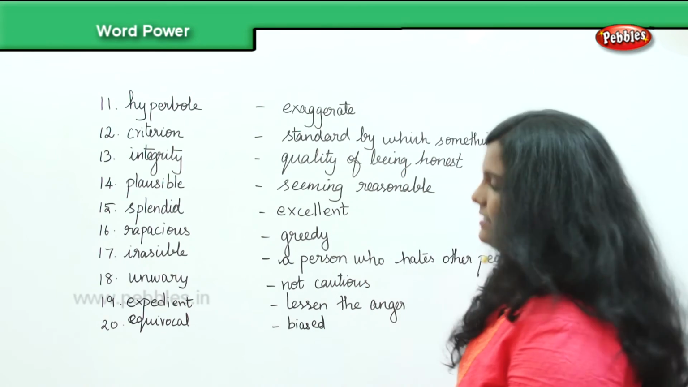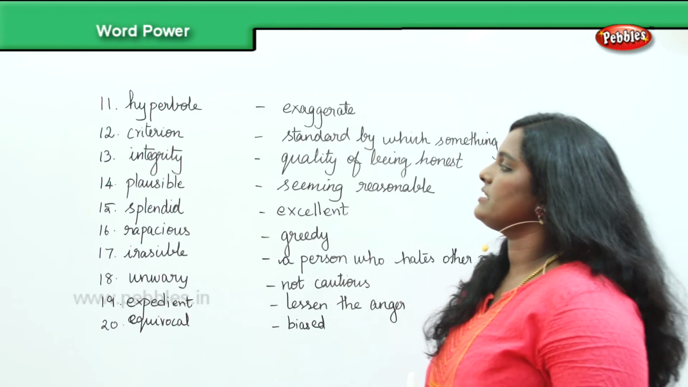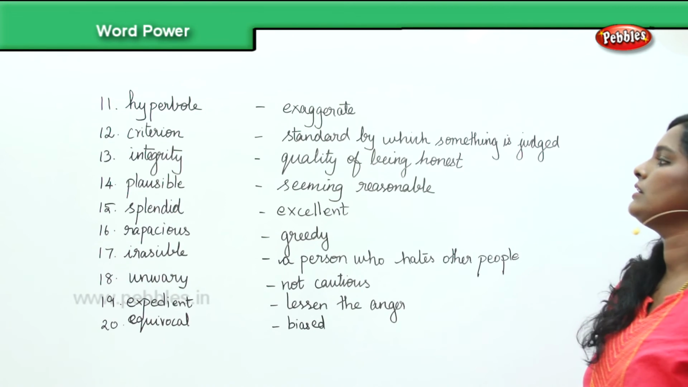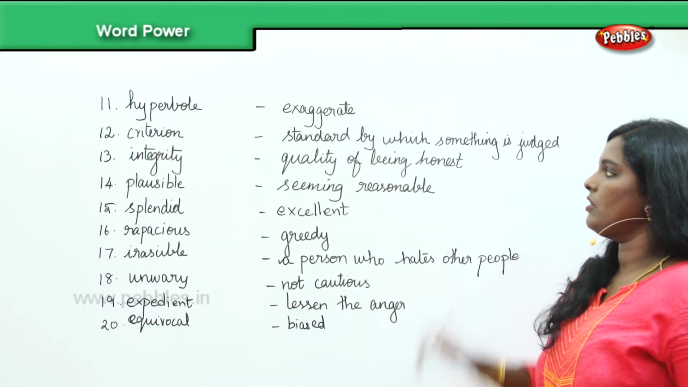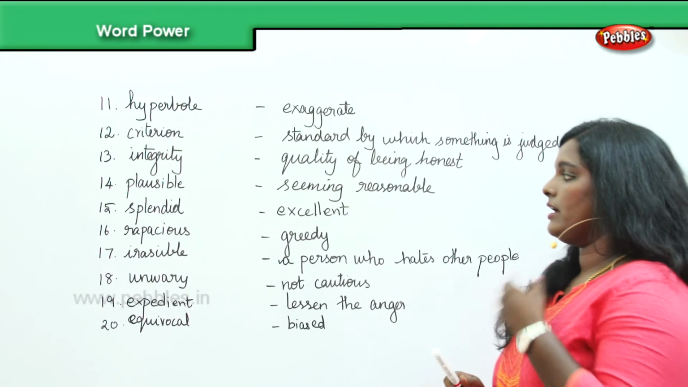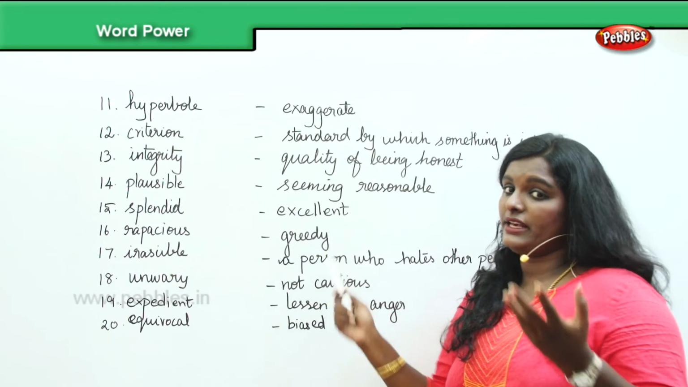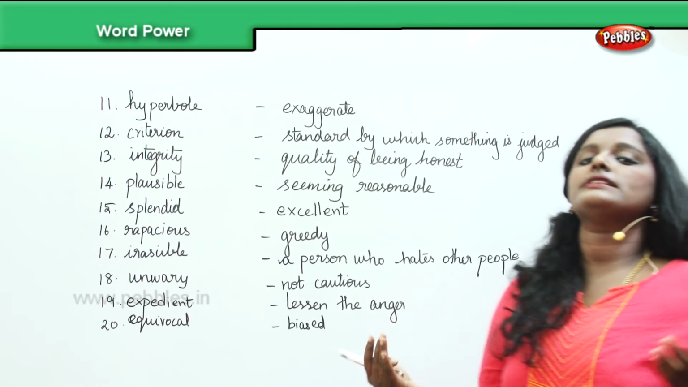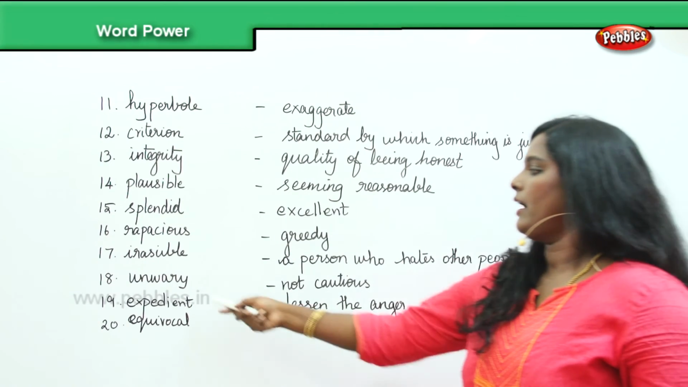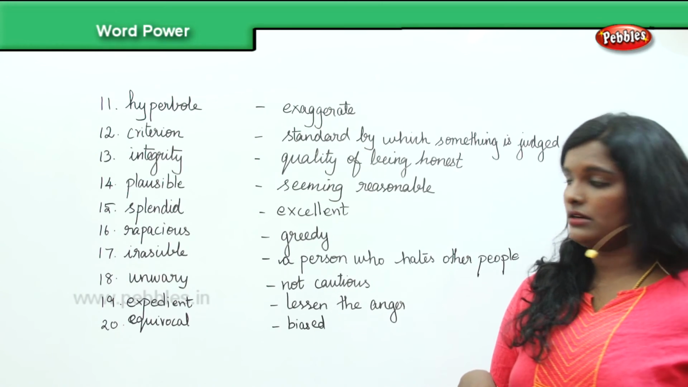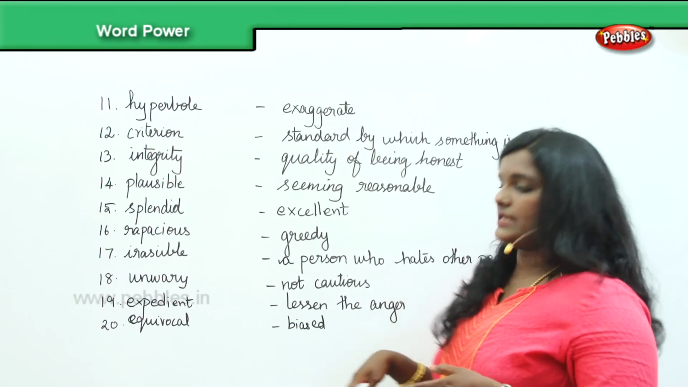So your hyperbole means exaggerating something, to exaggerate any information. Criterion is the standard by which something is judged. Integrity is the quality of being honest. Plausible means seeming reasonable. Splendid means excellent. Rapacious is being very greedy. Irascible is a person who hates other people or hates humans of any other society. Unwary is not being cautious. Expedient is to lessen the anger. And equivocal means biased, being partial. Some more words.